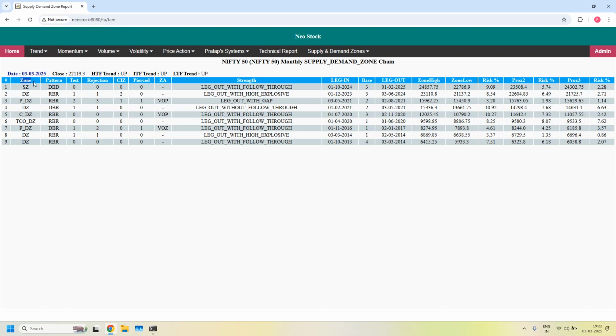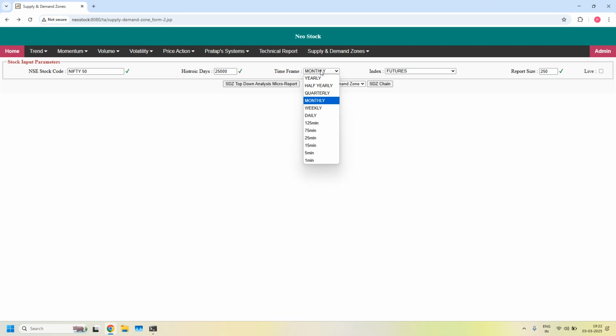Always look into zone column to find high liquidity zone. Look into the pierced column to find the pierced zones. Always look into the LTF trend to find the trend of the current time frame you have selected. Apply the same rules for the remaining supply demand zone chain reports. Okay, next, weekly supply demand zone chain for Nifty.